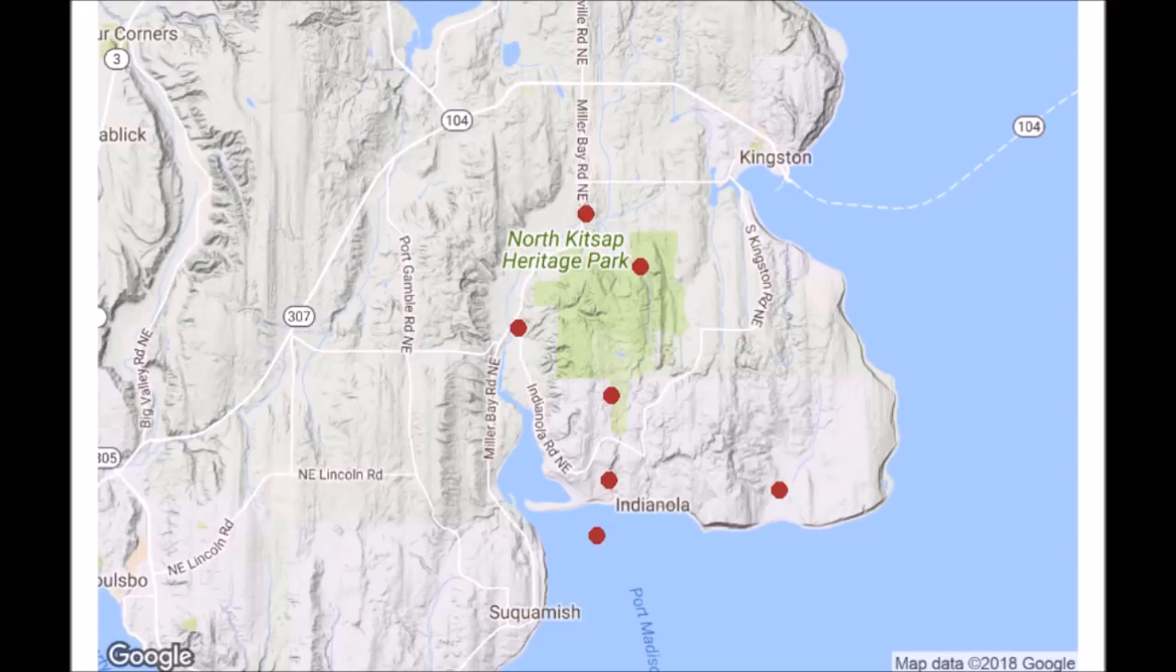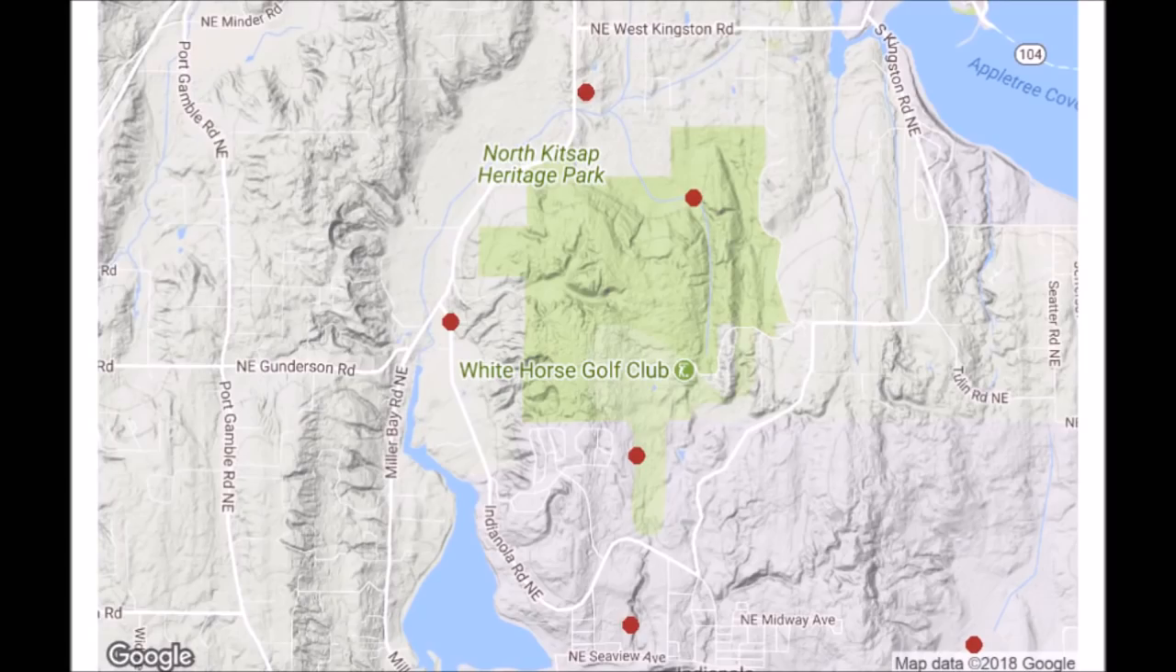So here we are, and we can start to see some road names: S Kingston Road NE, Indianola Road NE, and quite soon we're going to be able to go onto Google Maps and look on there as well. So we now know that it's North Kitsap Heritage Park, which I think is probably the name for the whole wooded area there, from what I've been able to gather.